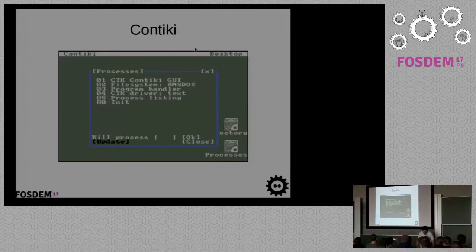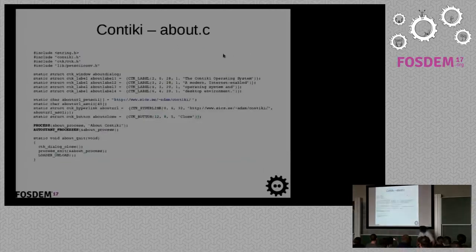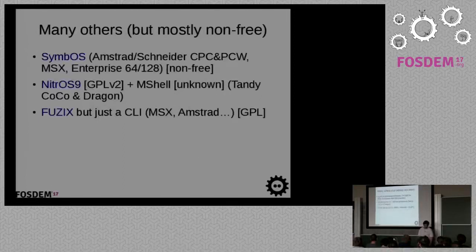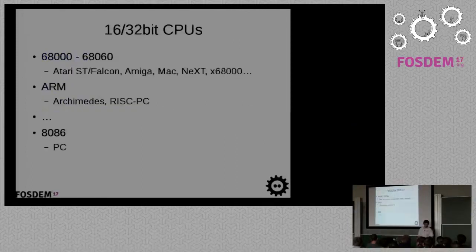So that's for Contiki. I put an example, the sample code for the about box here. One page and second page. So you see process thread, blah blah blah, and then it's event based. So it switches the threads on when waiting for events. There are many operating systems for those old machines. Some of them are free and open source software. Others are more of, well, I don't really care, or the source code is here, but I don't care, whatever.